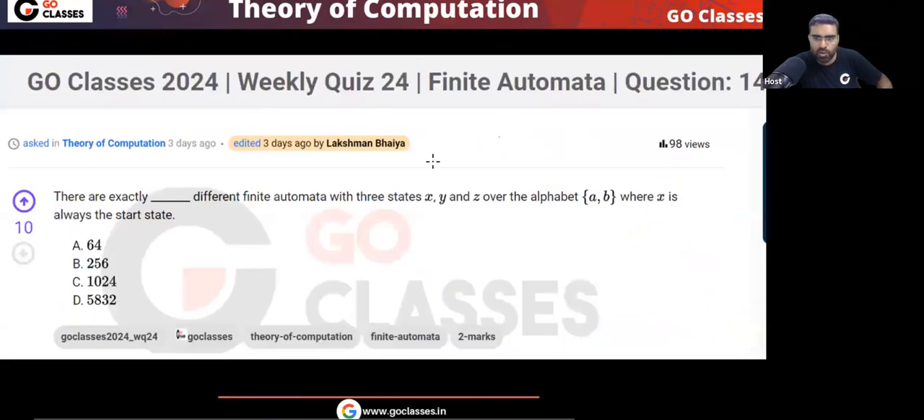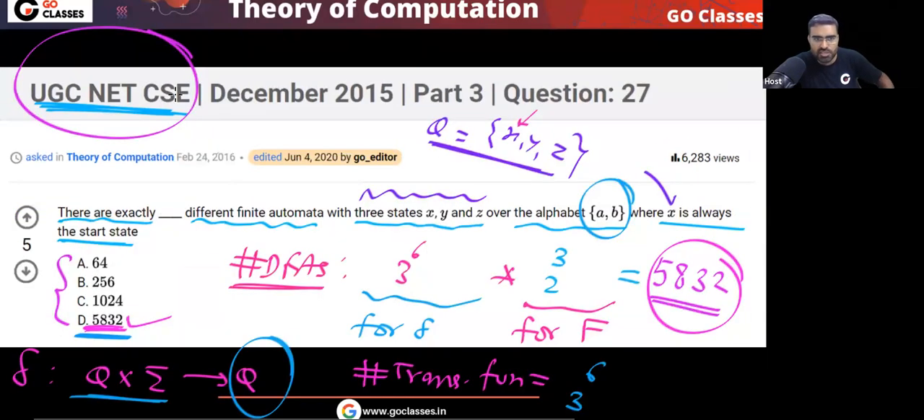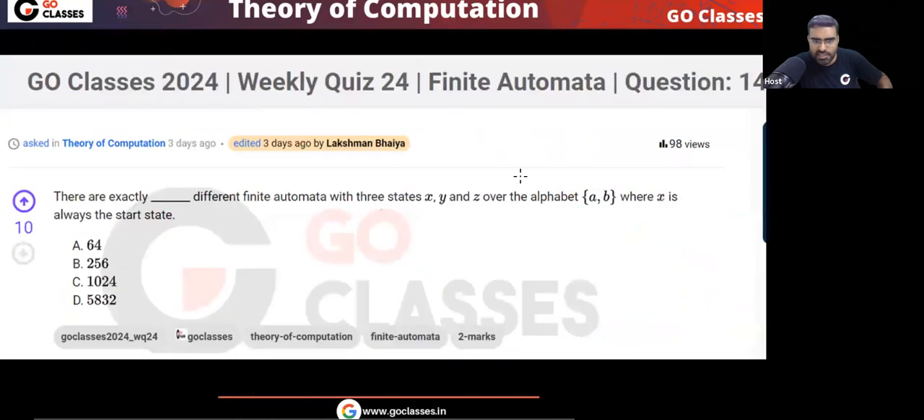So this question we have put in our weekly quiz because this is a UGC NET question. So as it is, I have put it. I did not make any change. See, if I wanted, I could have made this change. Yes or no? Agree with me?